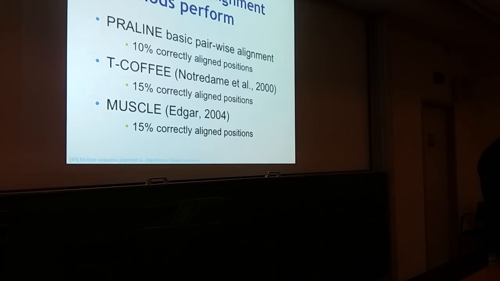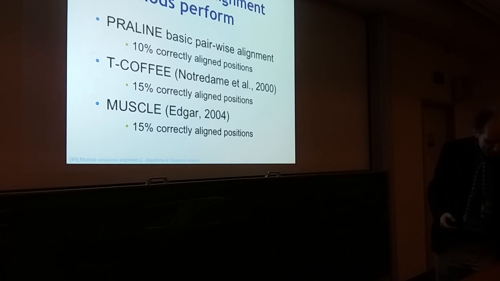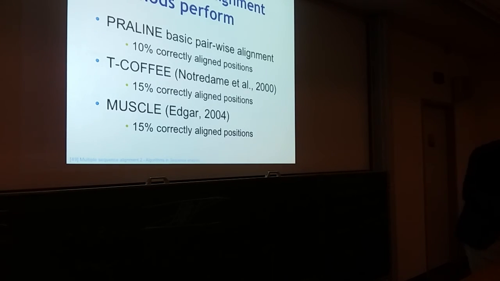So how fast is this? Very slow. You know why? Have you ever run PSI-BLAST already? Did you do that? How long does it take you? In the server, a few minutes. Now you want an alignment of 500 sequences. 500 times a few minutes. Okay. So that's the scaling of the algorithm. It's slow, but it works.